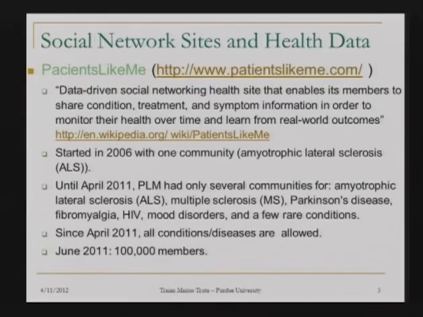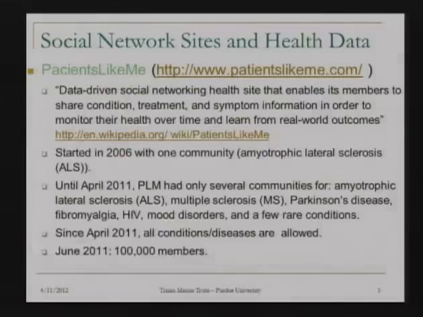But even more important than social network, the privacy issues related to other type of social network are present nowadays, and I would mention a site which you might not be familiar with, Patients Like Me. Anyone have heard of this site? Nobody have heard of this site. So I just looked at this site again yesterday, and you can see here a definition or a short description of the site from Wikipedia. It's a data-driven social networking health site that enables its members to share condition, treatment, and symptom information in order to monitor their health over time and learn from real-world outcomes.